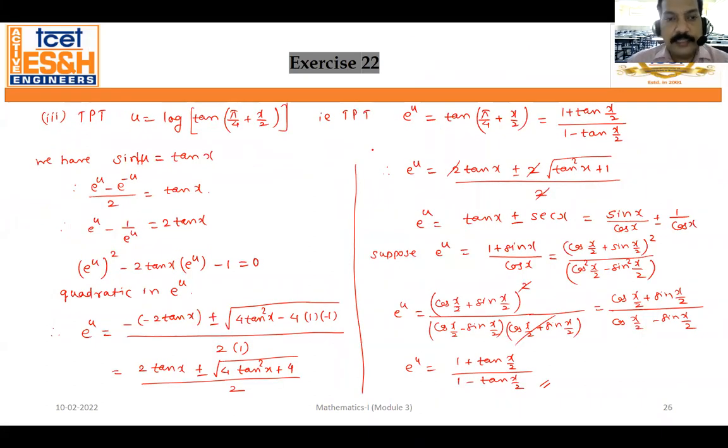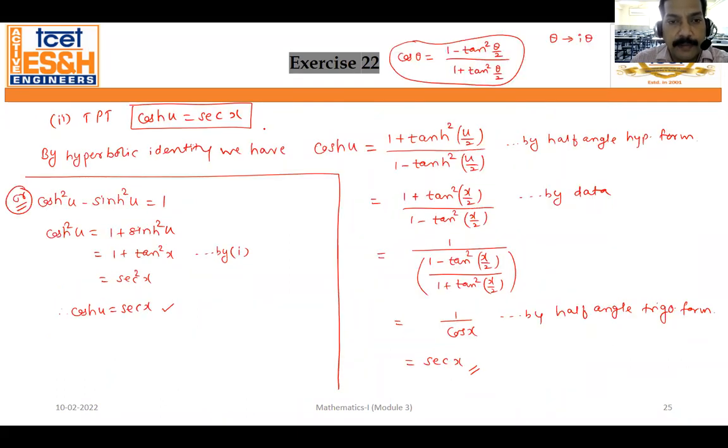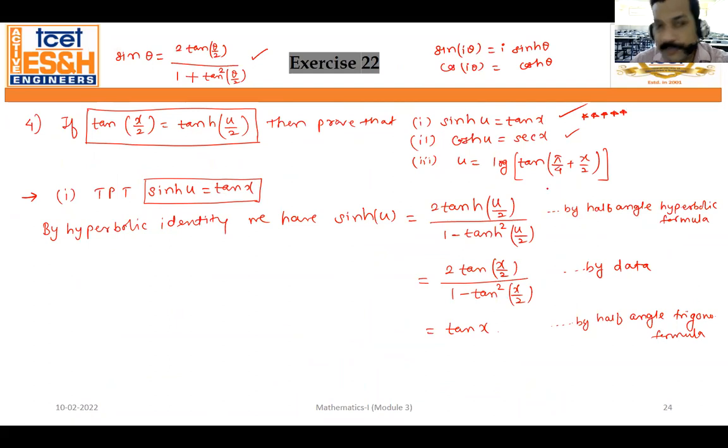And now the third result which we wanted to prove is u is equal to log of tan of pi by 4 plus x by 2. ये भी मुझे प्रूव करना था, करेक्ट? अभी अगर मुझे प्रूव करना है u is equal to log of tan of pi by 4 plus x by 2, किस बेसिस पे मुझे ये प्रूव करना है? इस बेसिस पे प्रूव करना है tan hyperbolic of x by 2 is equal to tan hyperbolic of u by 2. इस बेसिस पे मुझे ये प्रूव करना है. अभी गेटिंग माय पॉइंट?